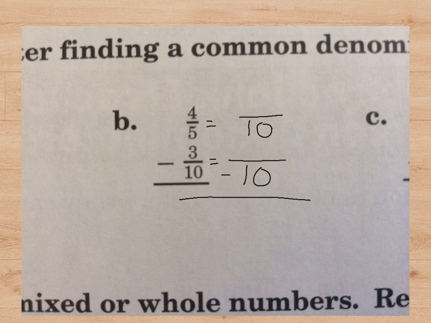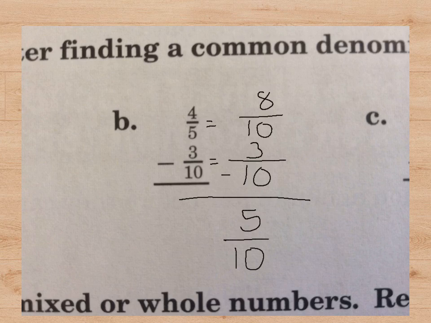Five times what is 10? 5 times 2 is 10. So we'll do a times 2 on top. 4 times 2 is 8. 10 times 1 is 10, so we'll do a times 1 on the top. 3 times 1 is 3. Now we can subtract. 8 minus 3 is 5. And then our denominator is 10.